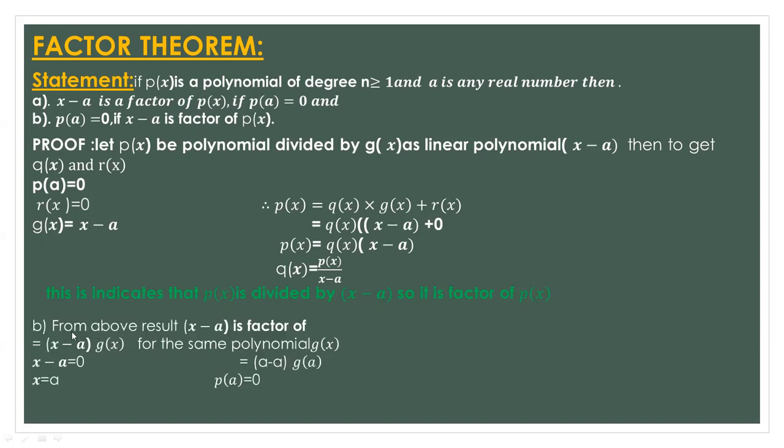So next, from the above result, x minus a is a factor of p of x, then p of x is equal to x minus a into g of x for some polynomial g of x. Then x minus a is equal to 0, then x is equal to a. It means you can replace x by a, then a minus a into g of a, then p of a is equal to 0. Okay, students, based on this, we shall do some problems.